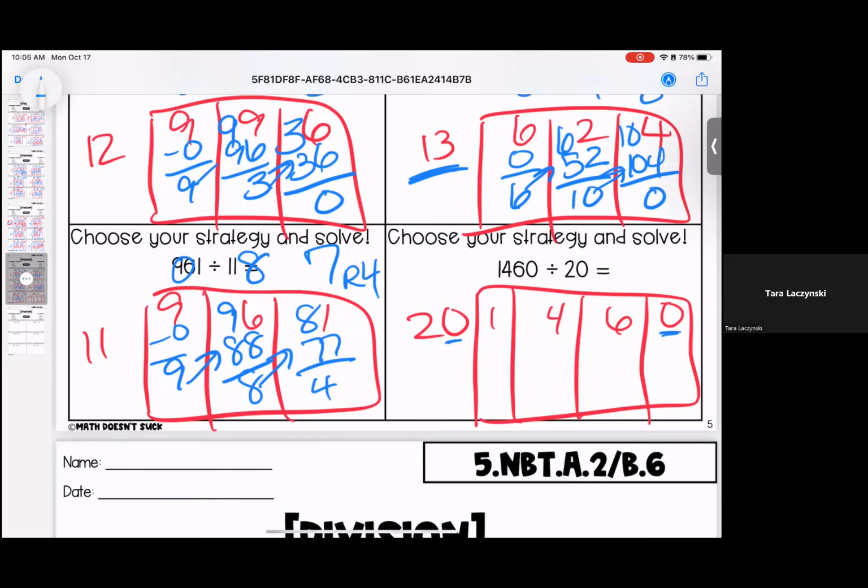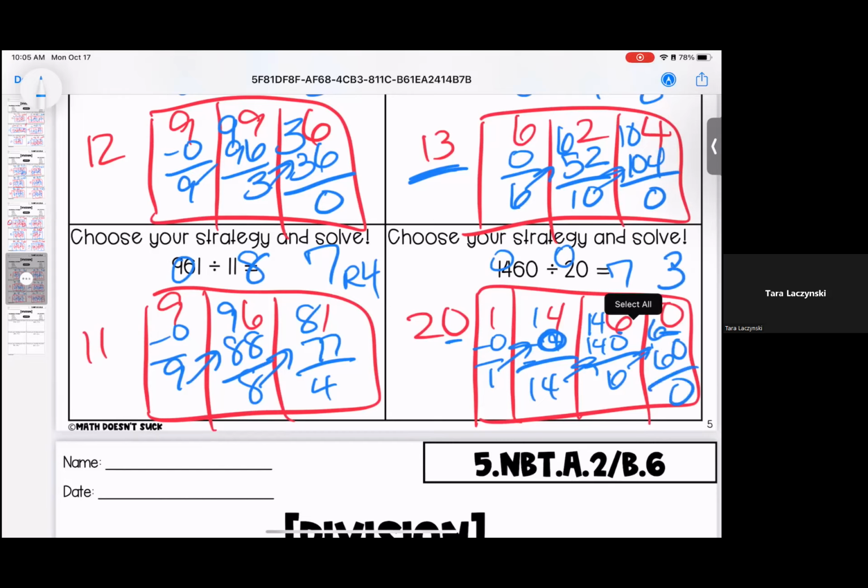Look at that beautiful 0. That tells me my brain is going to like this one. It does not go into 1. It does not go into 14. But it does go into 146, okay? Think of two tens into 146. That's going to go in 7 times. 7 times 20 is 140. Bring down the 6, and it's going to go into 60 3 times. 3 times 20 is 60, no remainder. My answer for that one is 73.